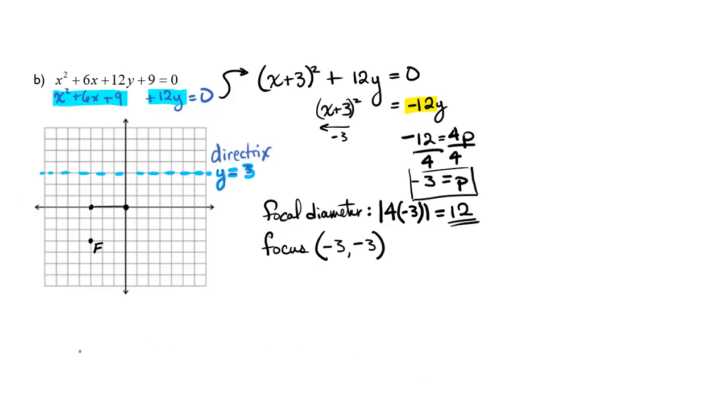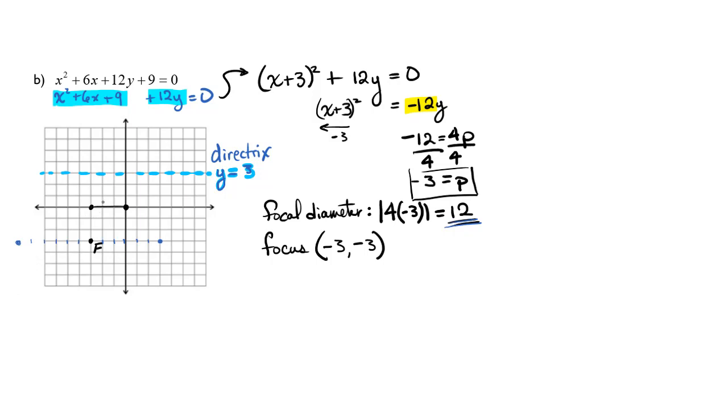So this is just filling in all the little details. Now the focal diameter is 12, which means to the right and left of the focus, I'm going to count 6 units from this -3 point. I'm going to count 1, 2, 3, 4, 5, 6 to the right, and 1, 2, 3, 4, 5, 6 to the left.